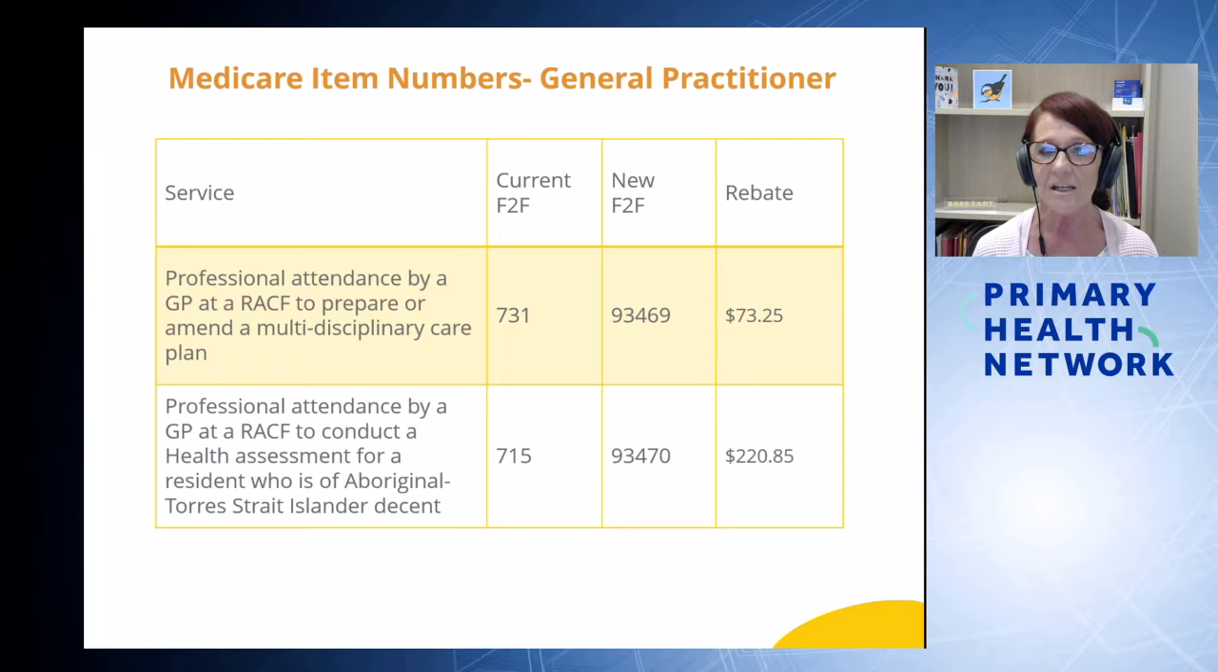So that is important. If you continue to bill the 731, Medicare will not flag that you are wishing to refer those additional 5 physical therapy sessions, and the allied health provider will not be able to claim the rebate. So it's very important that you remember the 93469 is the item number you would use for your general residents, and the 93470 would be the one you would use if you're reviewing the plans of an Aboriginal Torres Strait Islander. So GPs, this is the key point for you tonight, that you must bill these item numbers.